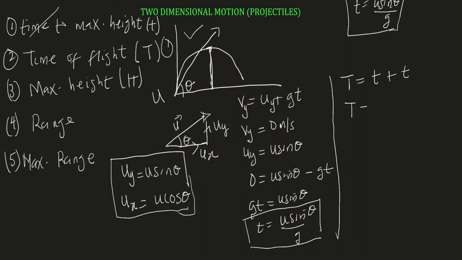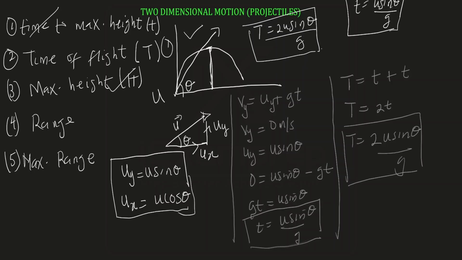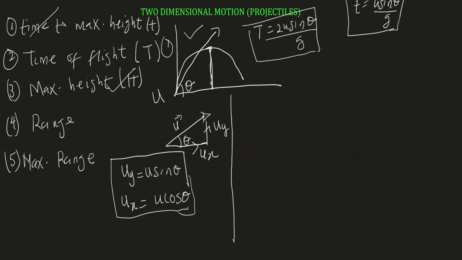Then it means that time of flight is equal to t plus t, which is 2t. Time to reach maximum height is u sine theta over g. We can substitute that in our equation and we have 2u sine theta over g. So this is the formula we are going to use to calculate time of flight. Now the third one is the maximum height attained. This maximum height is a vertical height.